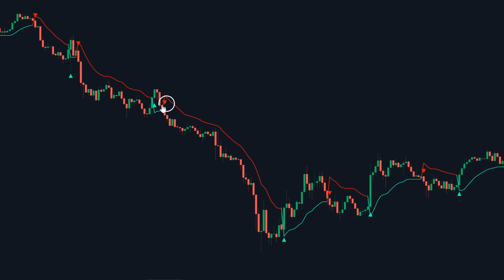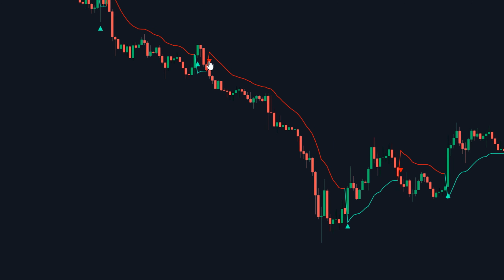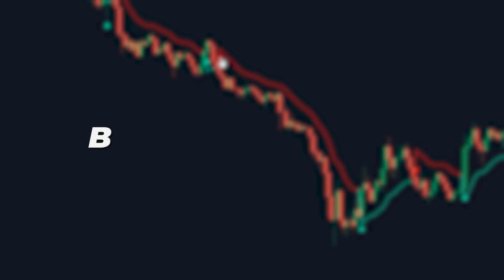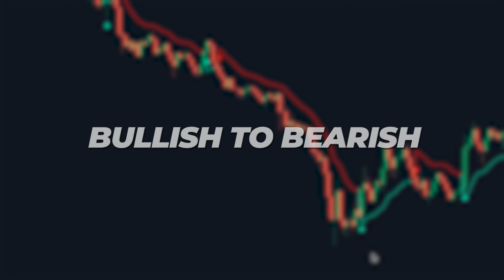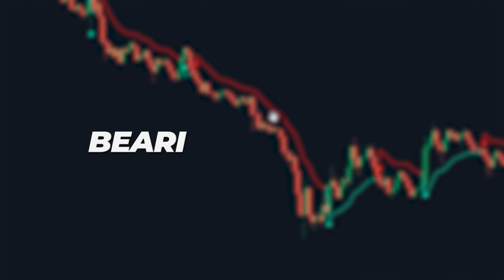These red and green arrows are going to be used to indicate the trend changes. A red arrow is going to be printed whenever the trend shifts from bullish to bearish. Conversely, a green upward arrow is going to be printed whenever the trend shifts from bearish to bullish.